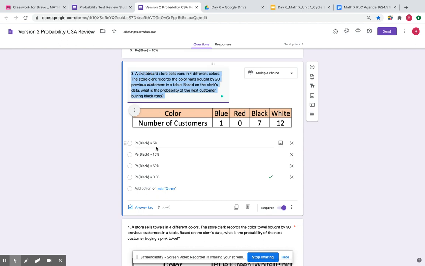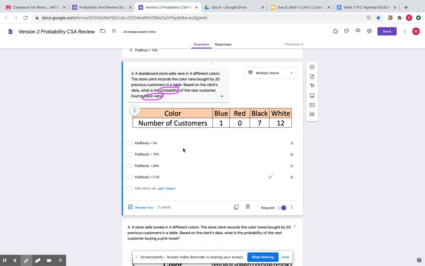And if you need extra time to read it, please pause the video and unpause it when you're ready to come back. Okay, I hope you had enough time to read the passage and you're able to identify that you're finding the probability of buying a black Vans.